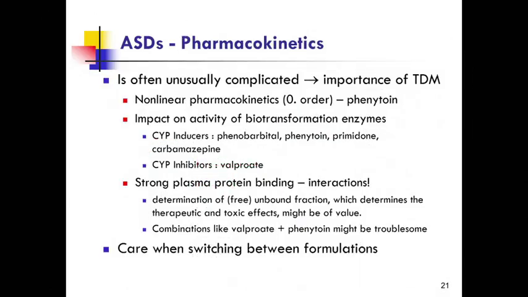Now, pharmacokinetics. I have already made this point. The anti-seizure agents have a lot of effect on liver enzymes. Phenobarbital, phenytoin, primidone, carbamazepine are inducers of that enzyme. So combination therapy can create problems. If you add it to another agent, they might enhance the metabolism of that other agent.